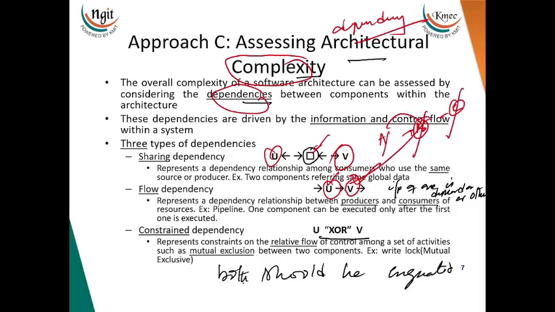Constraint dependency: both 1 and 2 should be executed to give output 3. If either one goes down, then 3 is not going to execute. This is nothing but complexity. So there are three types of dependency: sharing dependency, flow dependency and constraint dependency. I hope you got it.